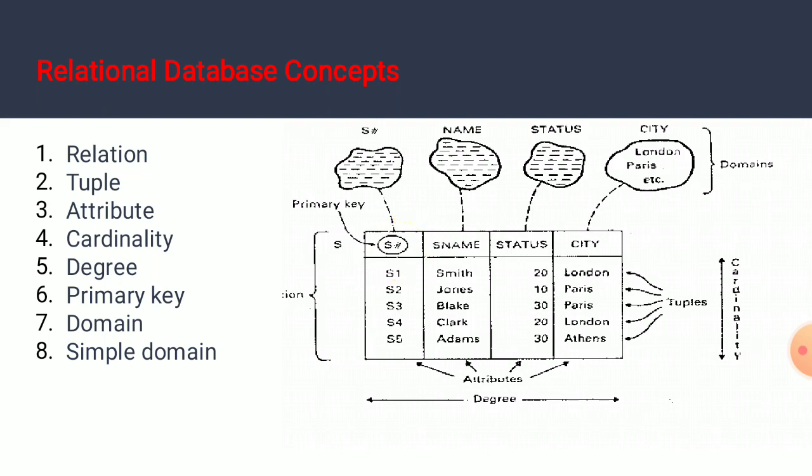Now domain is the entire information any attribute can have. So if in S number, all from S1 to S5, all these are the domain of S number. In case of S name, from Smith to Adams, all these are the domain of S name. Means all the information which represents that particular attribute is known as the domain.